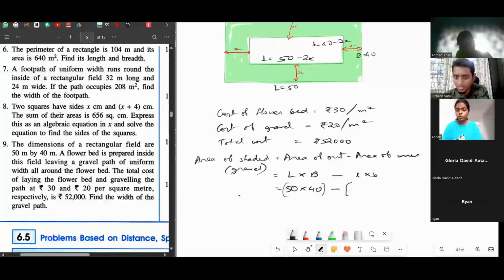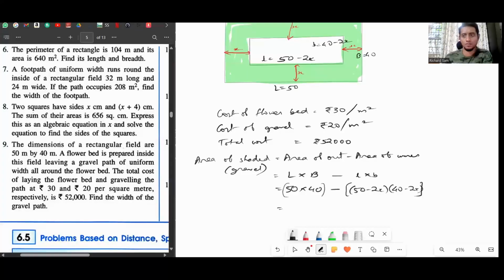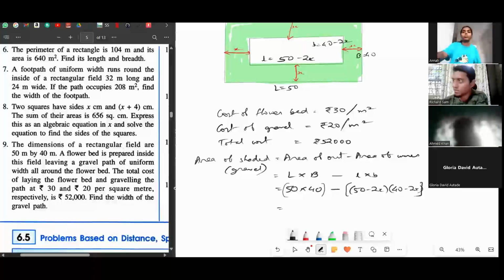So here we have length, which is 50 minus 2x, into breadth, which is 40 minus 2x. Okay, let's continue solving this. So tell me the next step.